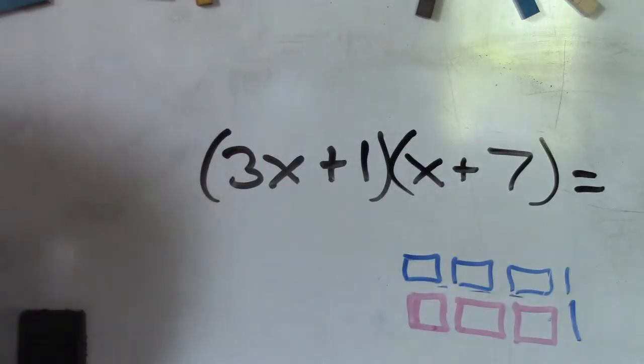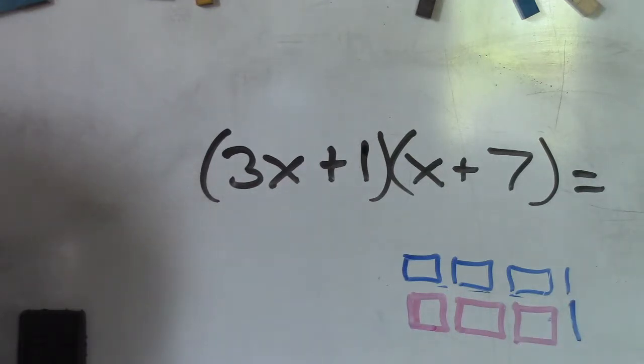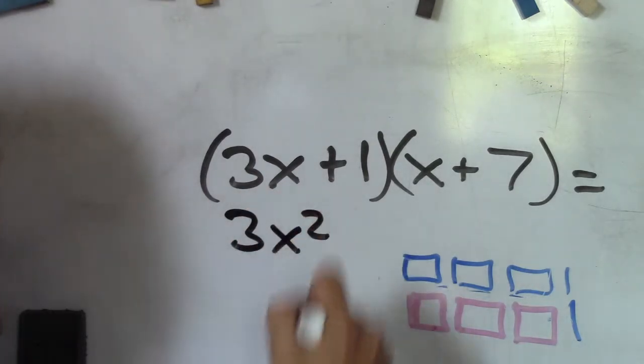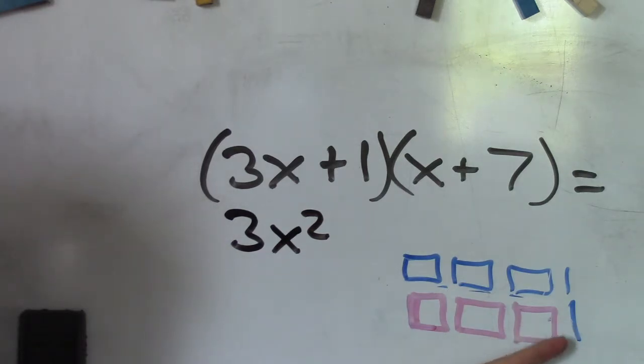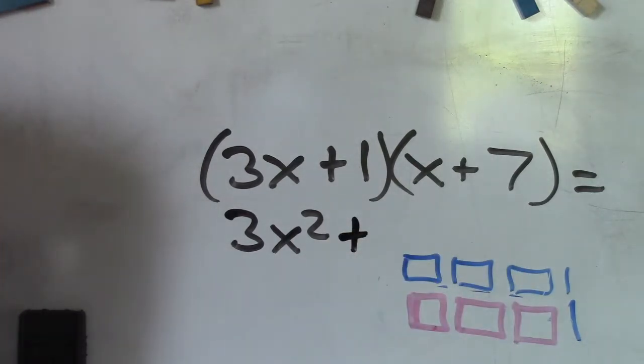What do you get? 3x plus 1, going that way, and then x plus 7 going that way. Can you count them? So how many red squares do we have? 3. And what are they called? X squared. Okay, so 3x squared. Now, how many x? Well, there's 1 x there, and 21 more x there, so how many x? 21. Oh, wait a minute. No, 20.